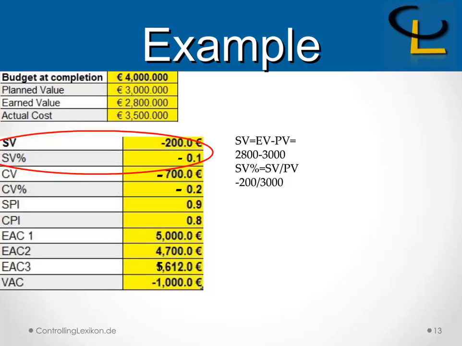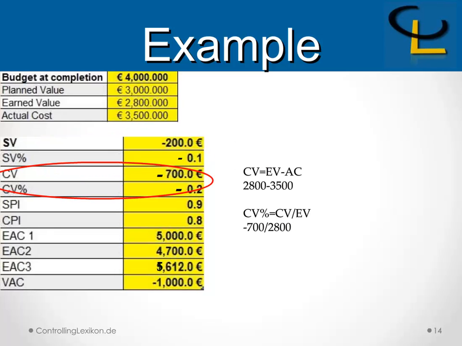Now we will start with schedule variance and the percentage of schedule variance. As we have mentioned before, schedule variance equals earned value minus planned value. In this case, it is 2,000 minus 3,000, and the result shows in the table as minus 200. And the percentage of schedule variance equals schedule variance divided by planned value, which is minus 200 divided by 3,000, and the result shows also below, which is minus 0.1.